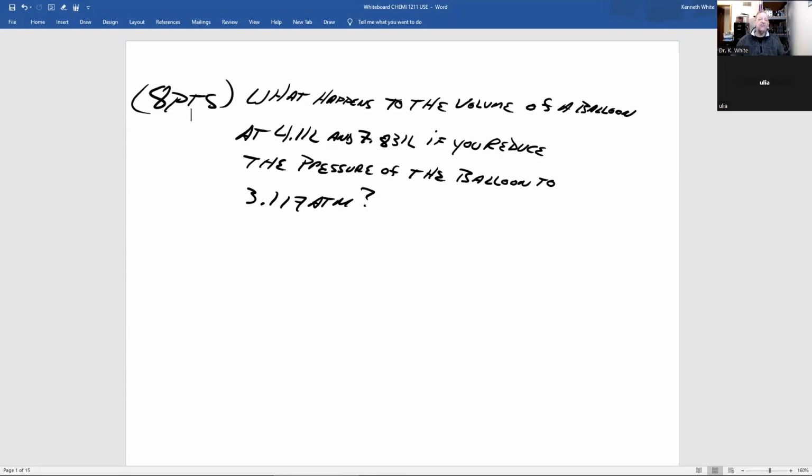All right, let's take a look at this. 8 points. Yep, 8 points. What happens to the volume of a balloon at 4.11 L? L is liters. I don't want to write it there.